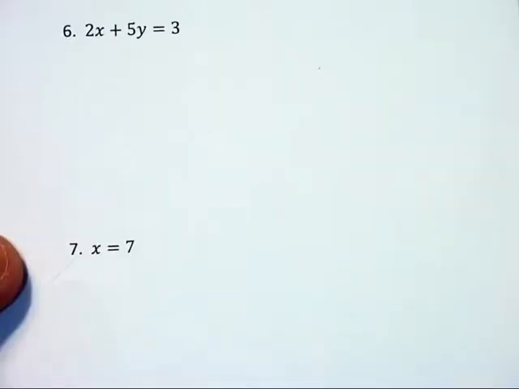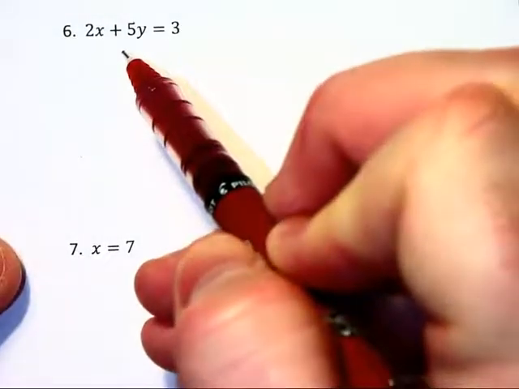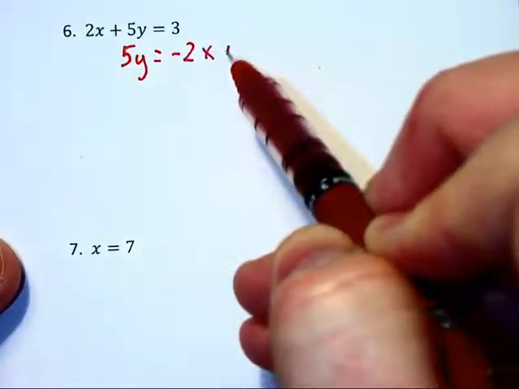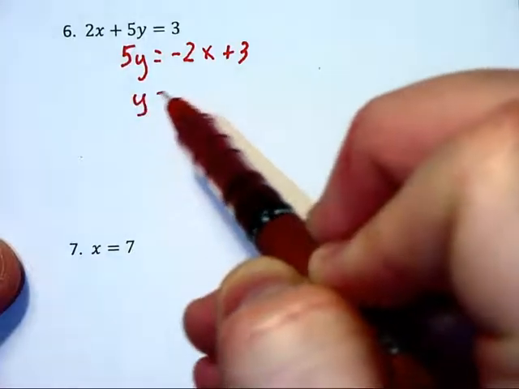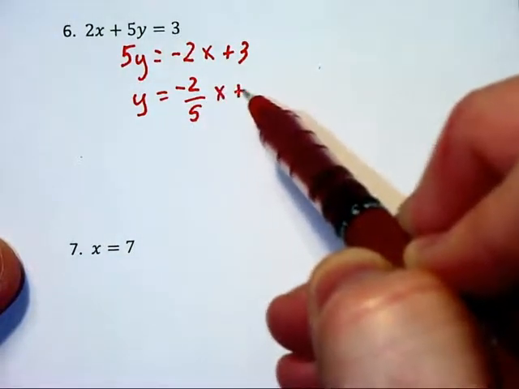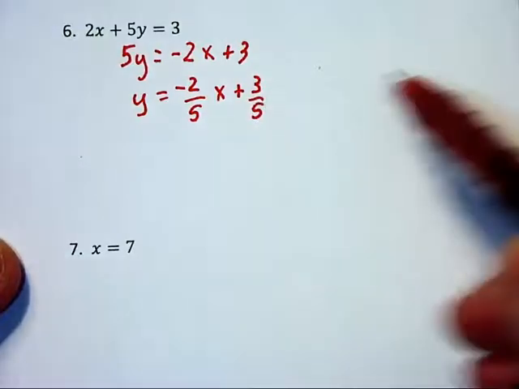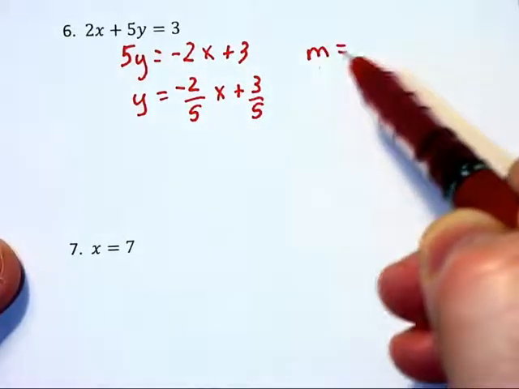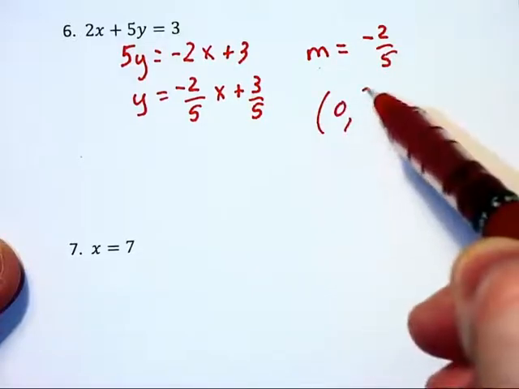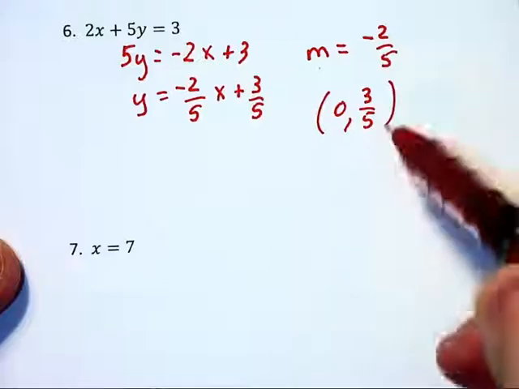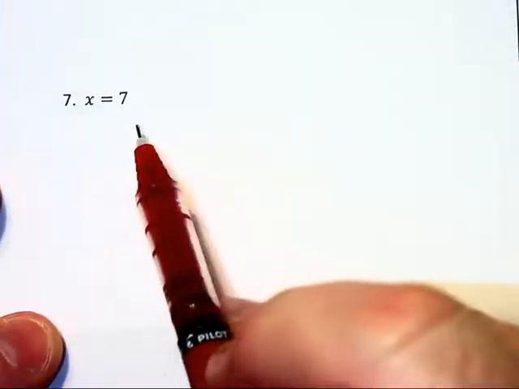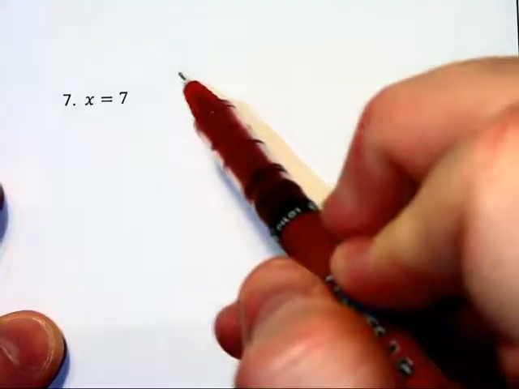Let's do yet another one. Isolate the y. Begin by subtracting 2x on each side, and then divide each side by 5 to get y = -2/5 x + 3/5. It is then you can identify that the slope is -2/5 and the y-intercept is at (0, 3/5).